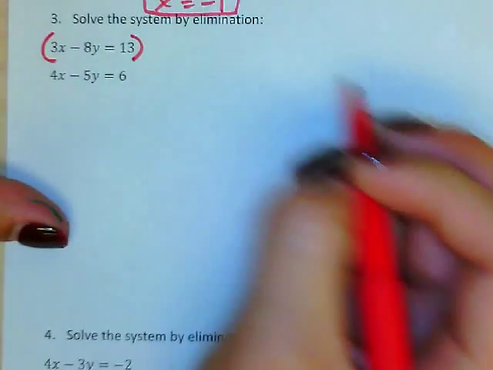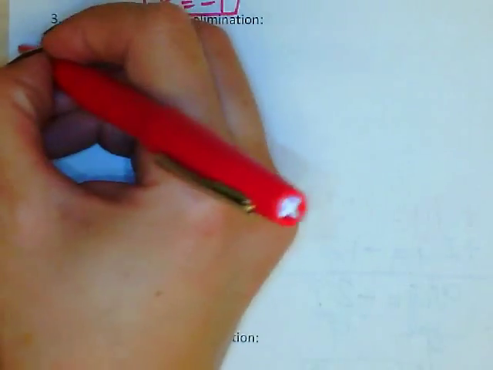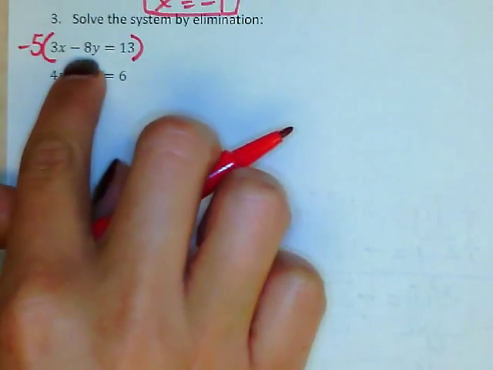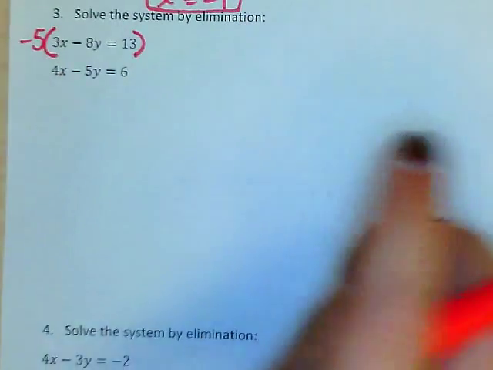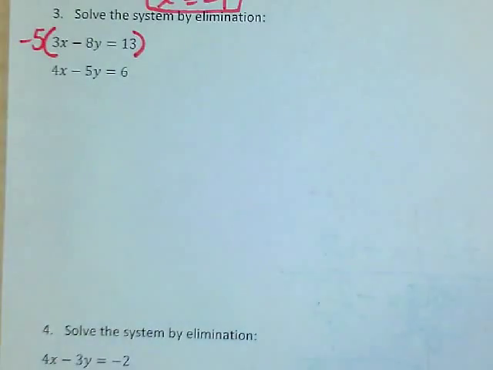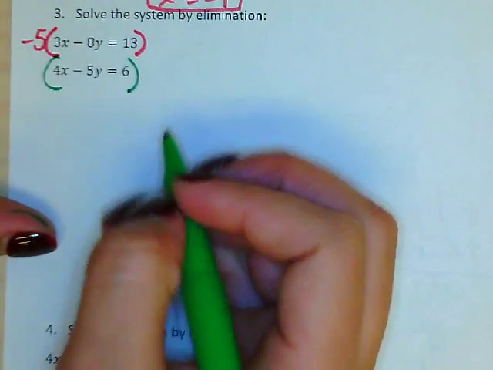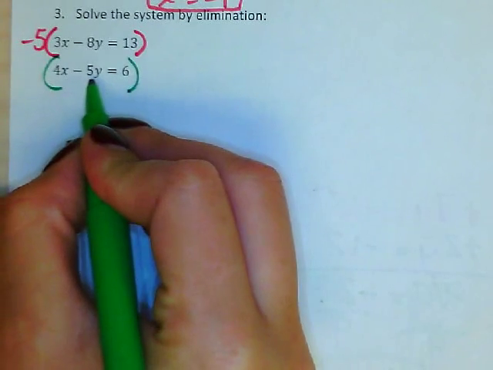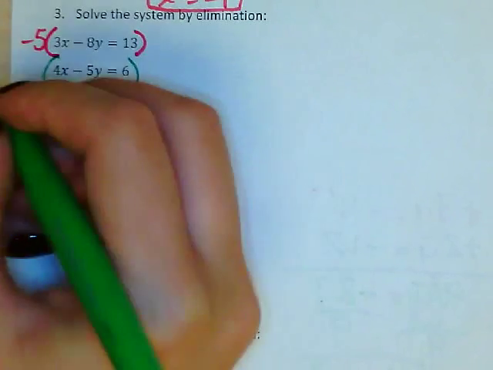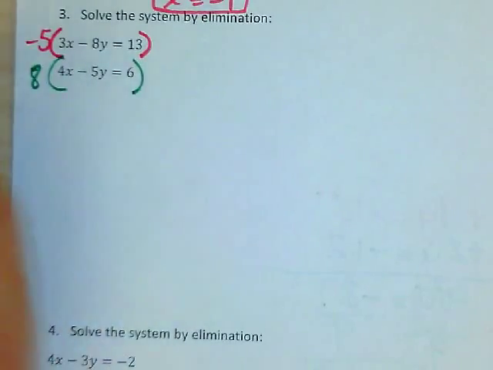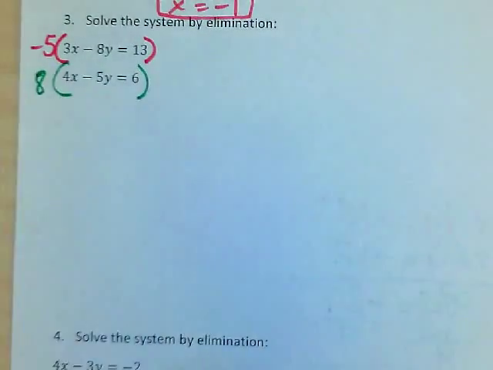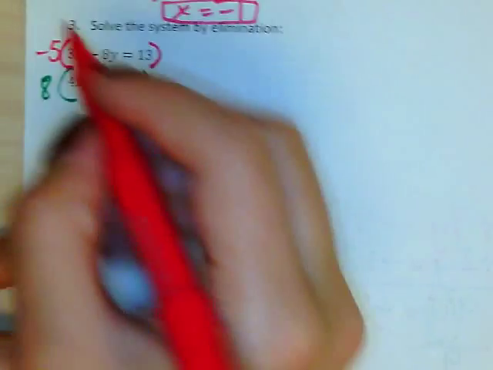So for the first one, I'm going to multiply by -5 to make that a positive 40. And on the bottom one, I am going to multiply by positive 8 to make that a negative 40. Okay, so I'm going to have two different equations.